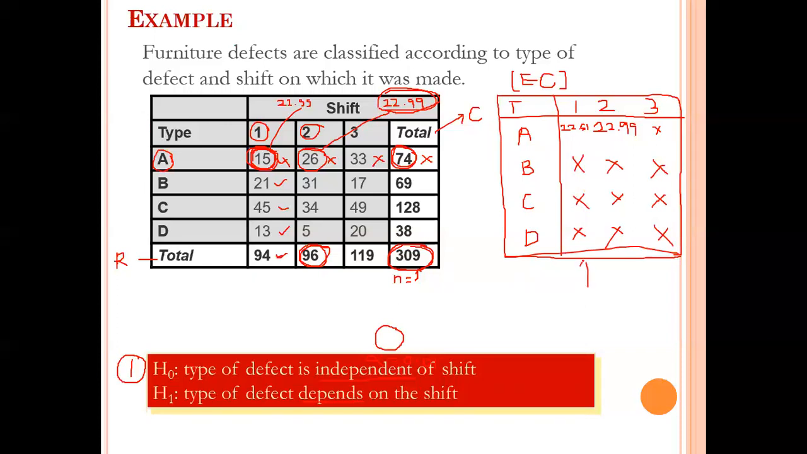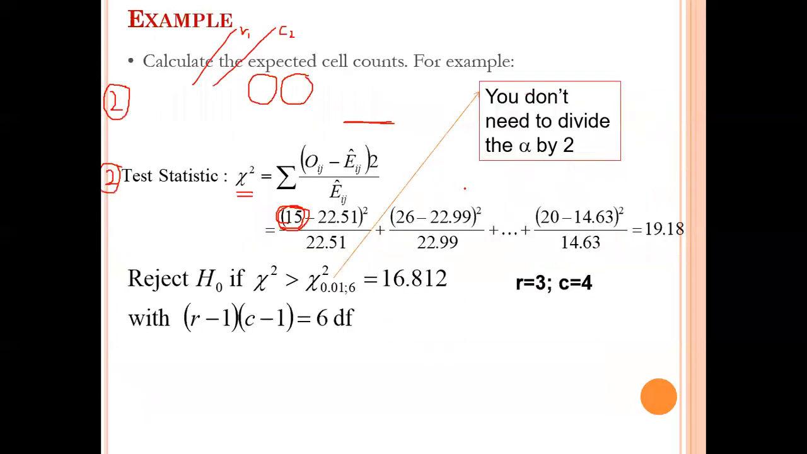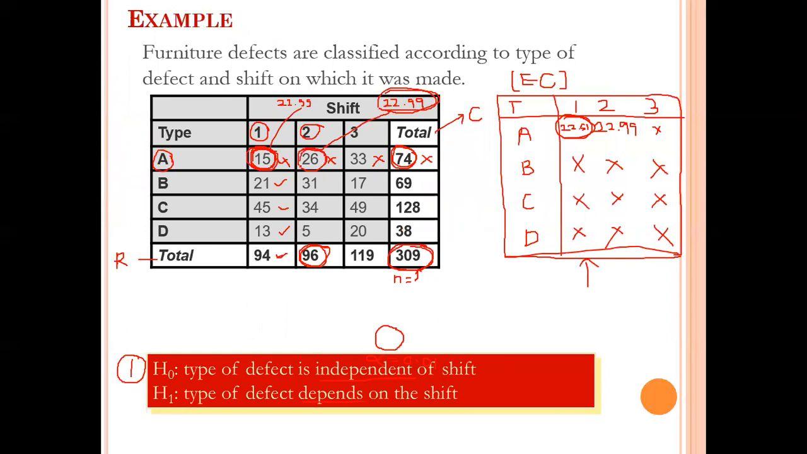Or you can refer back to the expected count table that you have drawn, where you inserted the value of expected count. So 15 is referred to 22.51. Now you insert the value of expected count, that is 22.51, divide by the same expected count, 22.51. Then you must add the next observed cell count, that is 26.